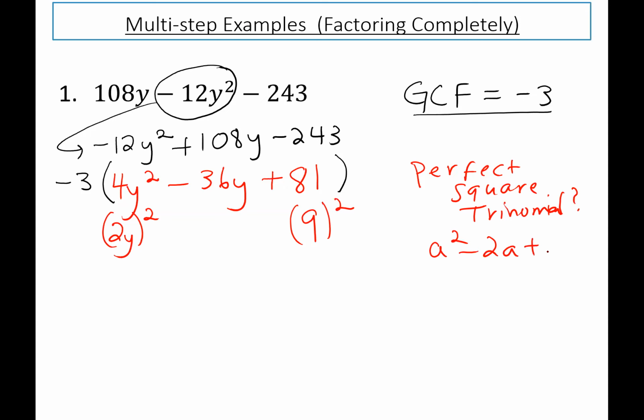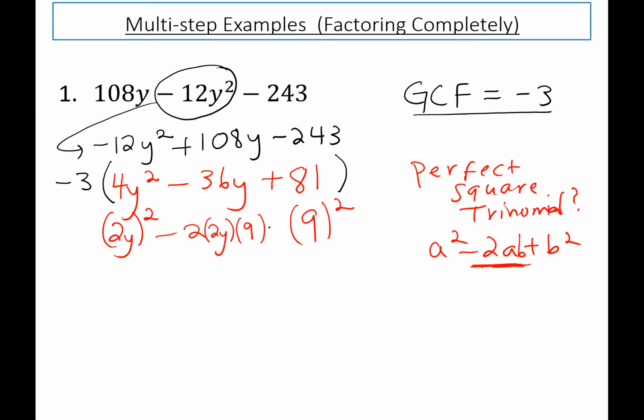And so I'm just writing off to the side. A perfect square trinomial might look like a squared minus 2ab plus b squared. So we need to check on that 2ab in the middle. So is 36y equal to 2ab? So 2 times 2y times 9. And again, the 2y and the 9 just come from the a and the b term on either end. If I multiply those together, yes, 2 times 2y is 4y times 9 is 36y.